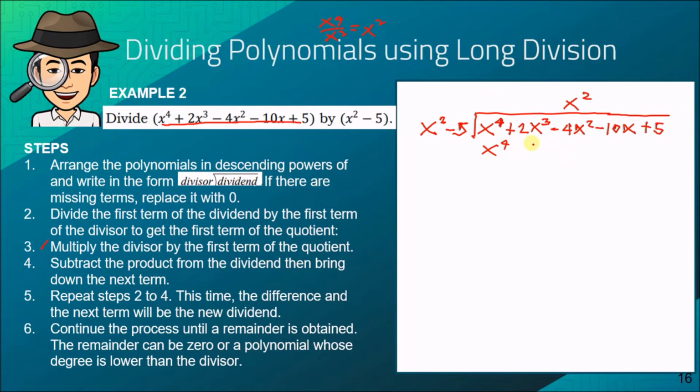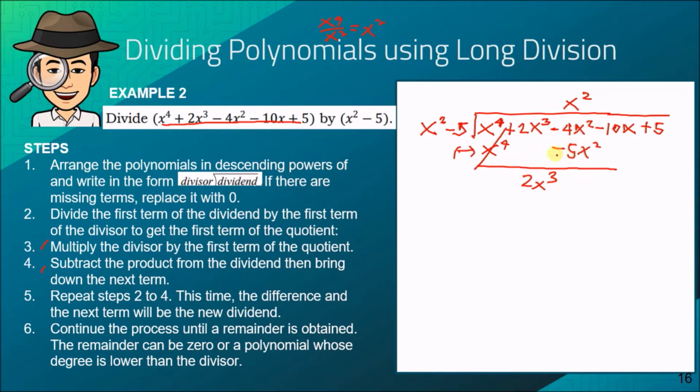Hindi natin tatapat dito kasi hindi niya ka-like term. Kaya dito siya most appropriate. Negative 5x squared. And then, process of subtraction according to step number 4, mawawala na ito. Magkakaroon ka ng 2x cubed. Okay? Kasi bring down, wala siyang subtrahin dito.